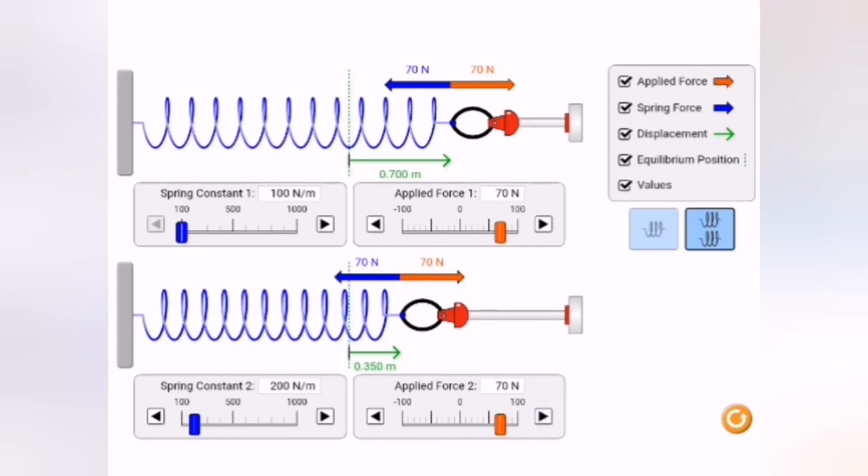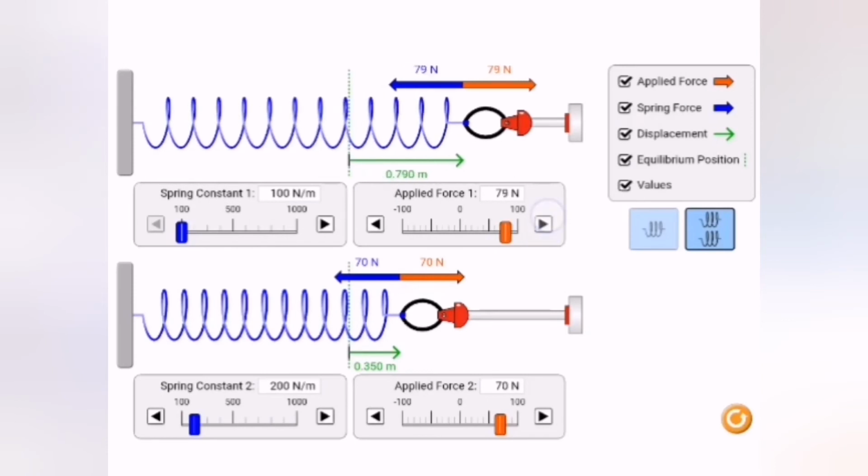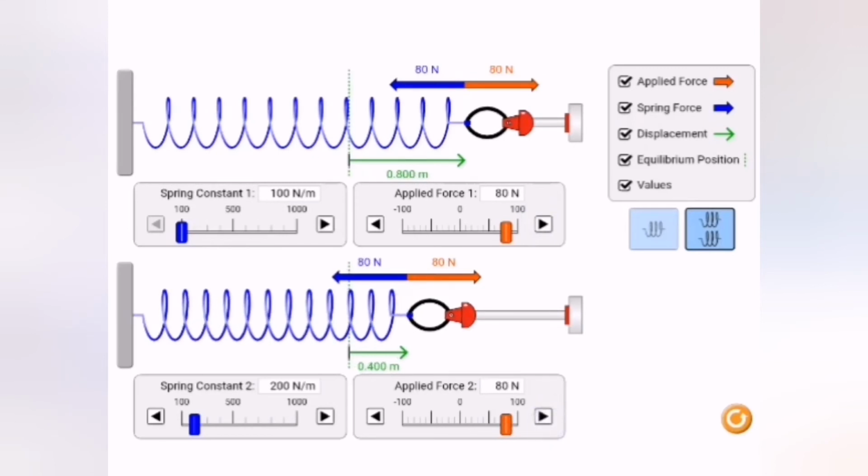100 Newton per meter spring constant will get 0.700 meter displacement and 200 Newton per meter spring constant will get 0.350 meter displacement, this one and this one. Next, we put 80 Newton force on both spring. This one 80 Newton and this one 80 Newton.